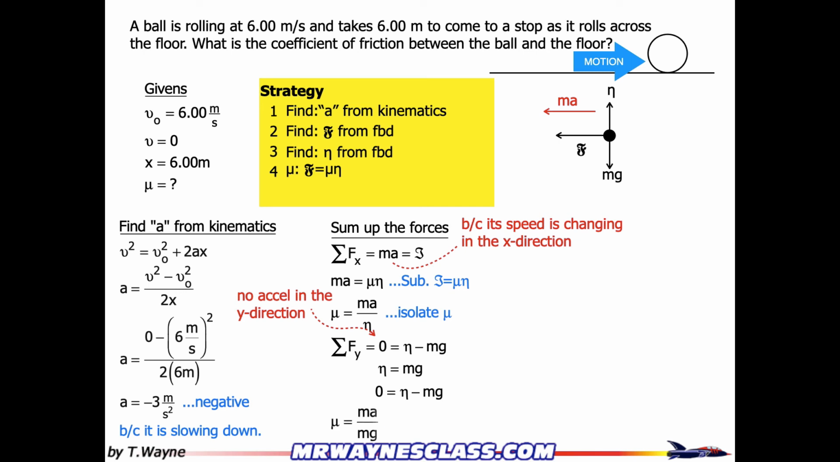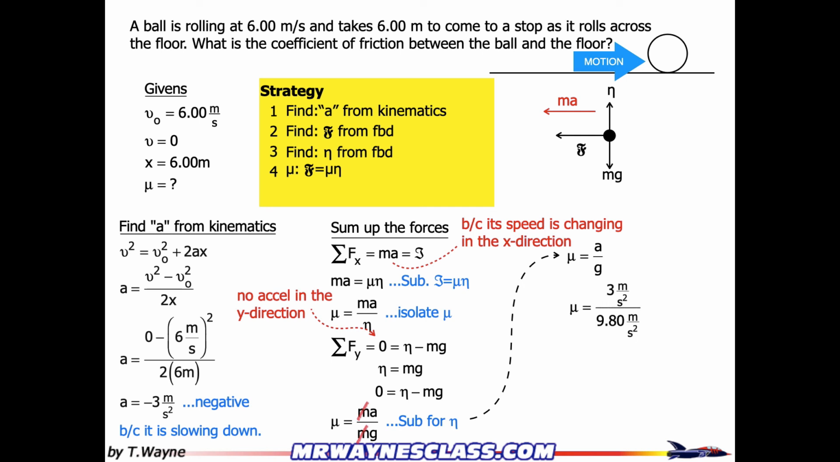So mu is equal to ma divided by mg. All I'm doing here is taking eta is equal to mg and subbing it in. There's a whole lot of substitution going on here. So mu is equal to ma divided by mg. Wait, this is the same object and the same mass. Cool, the masses go away. So all this work has led down to this simple little equation: mu is equal to the acceleration divided by g.